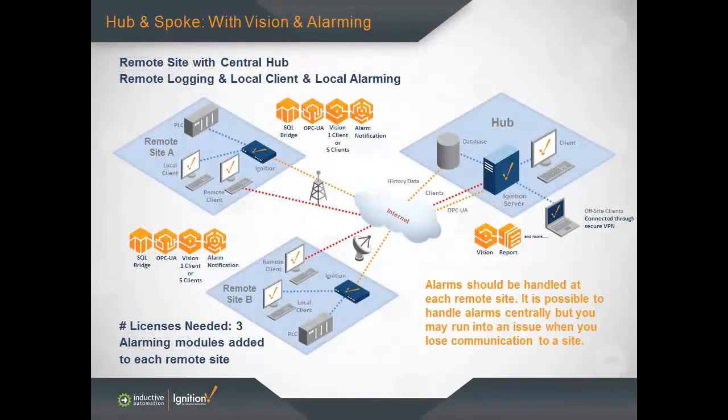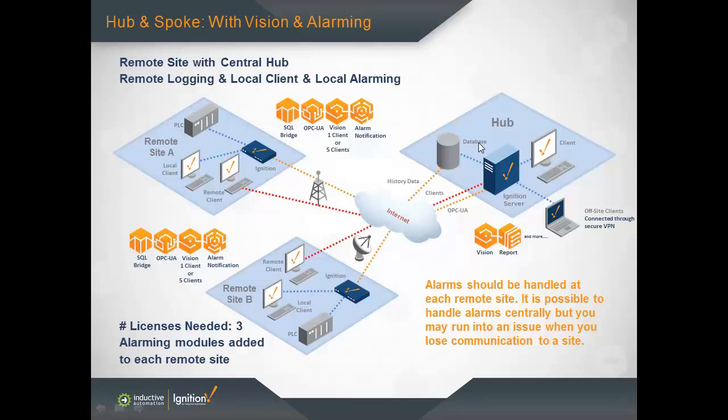The previous lesson showed this hub and spoke architecture with the local client fallback at each of the remote sites using the Vision module that was limited to maybe 1 or 5 clients. So you see, I have the same diagram here. My remote sites, I have 2 of them with my local client fallback, and I have the SQL Bridge module out there to log data to a central database at my hub here.